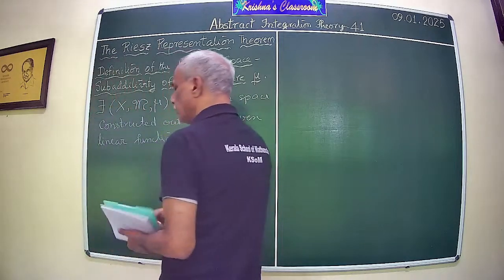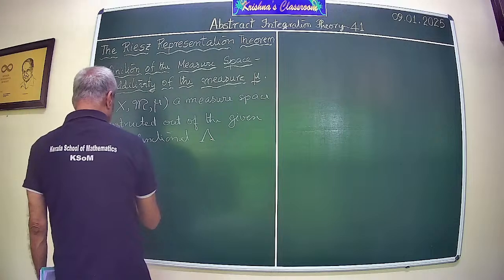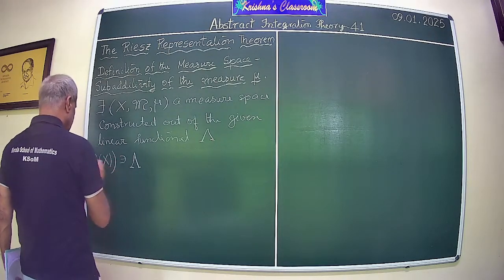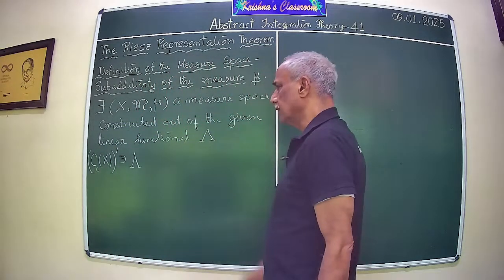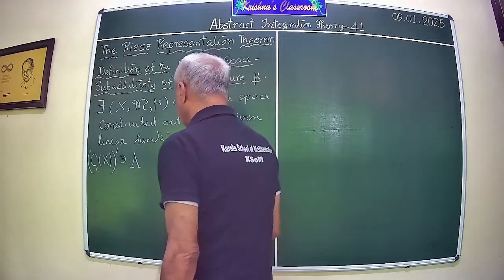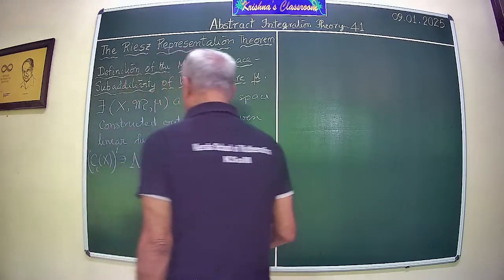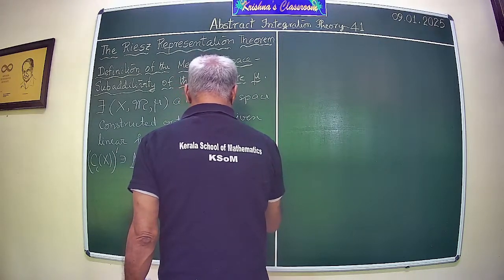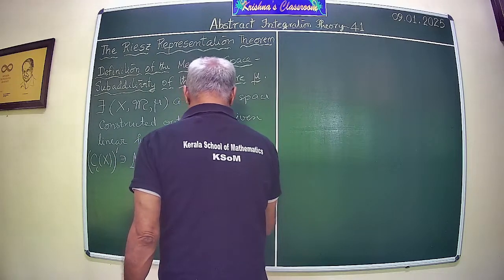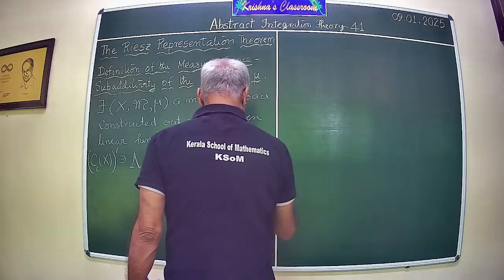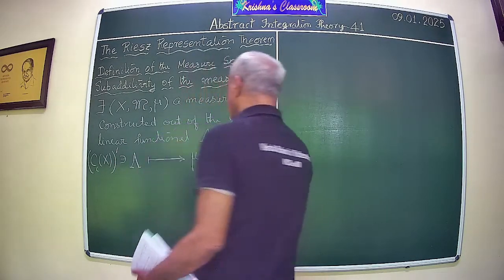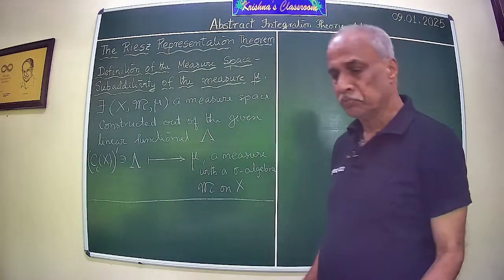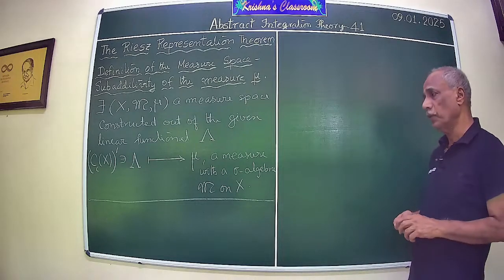Now, that is, we identify lambda, which is an element of the dual of C_c(X), a linear functional on that. Associate this with a measure. This is the work that we are going to do now. It's a longish proof that we have to give. You have to verify various steps.